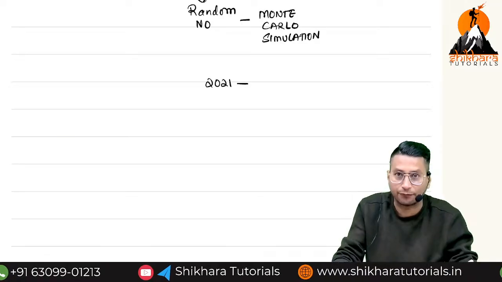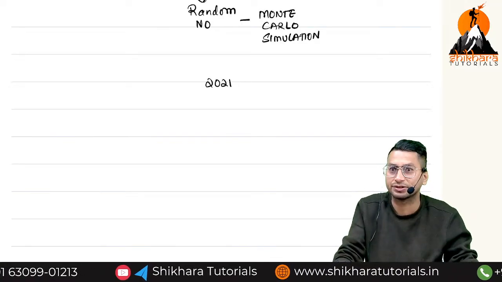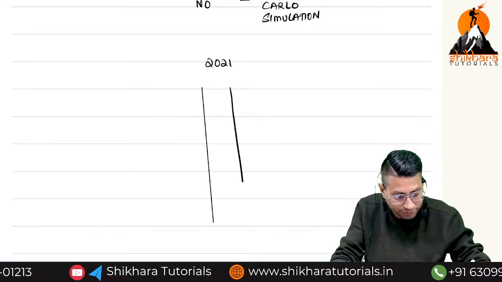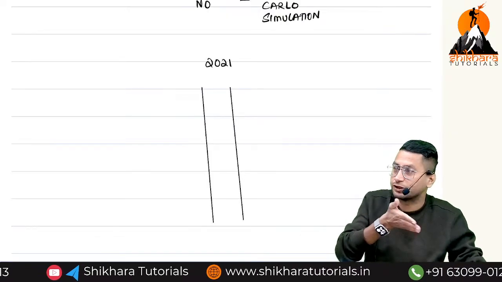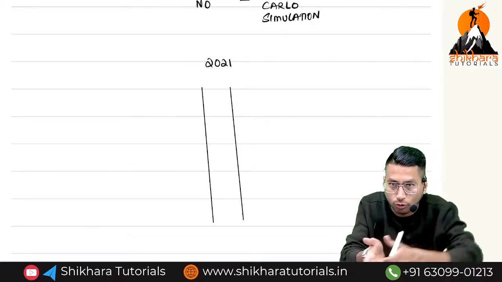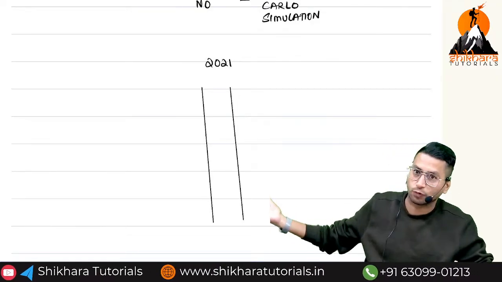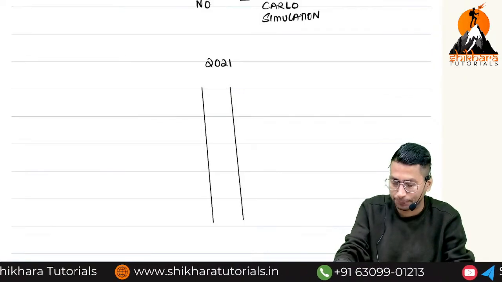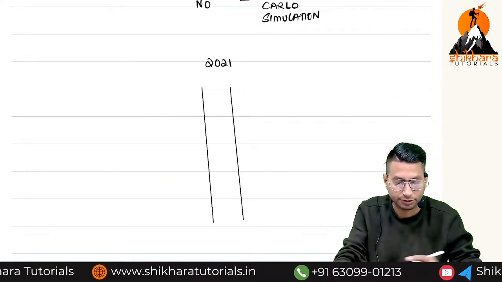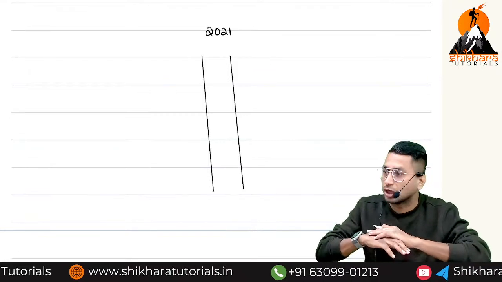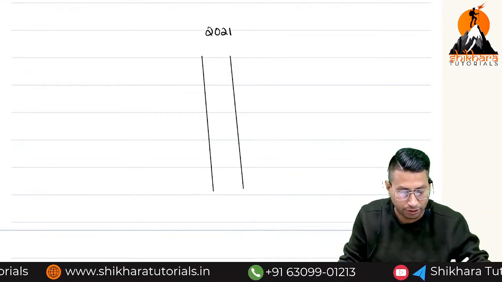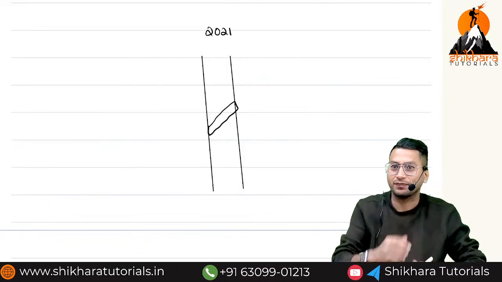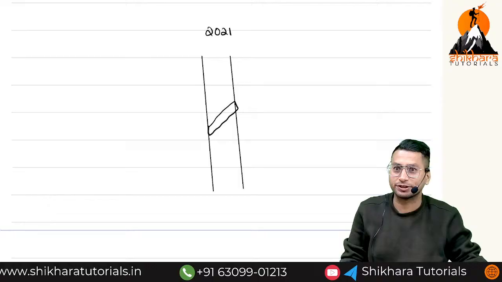In 2021, have you heard about the Suez Canal case? See, what happened is, this is the Suez Canal, which is one of the most important routes to ship goods from one place to another. Now here the largest ship in this world got stuck like this, diagonally. Have you heard about this case?